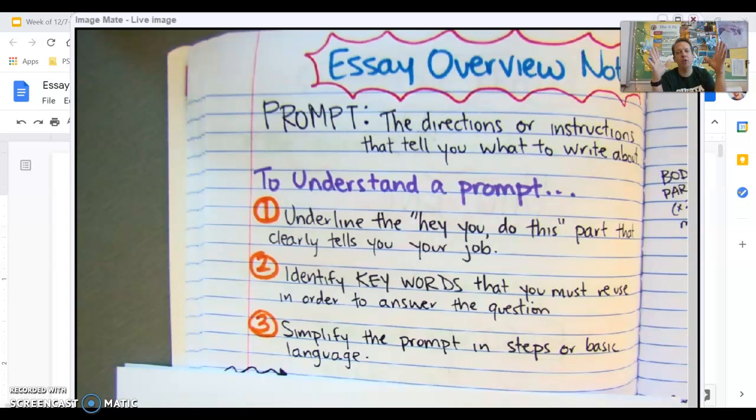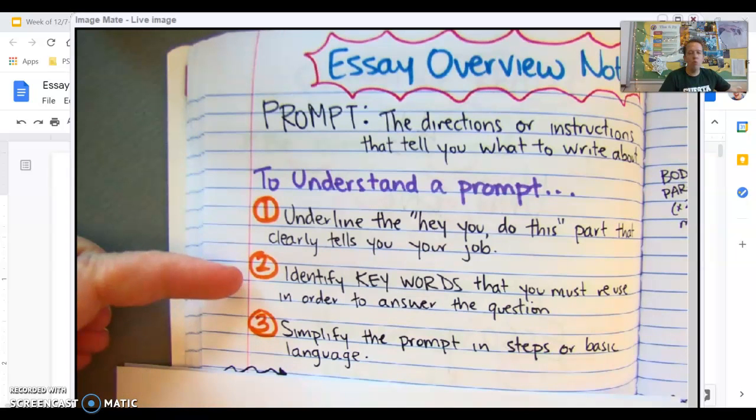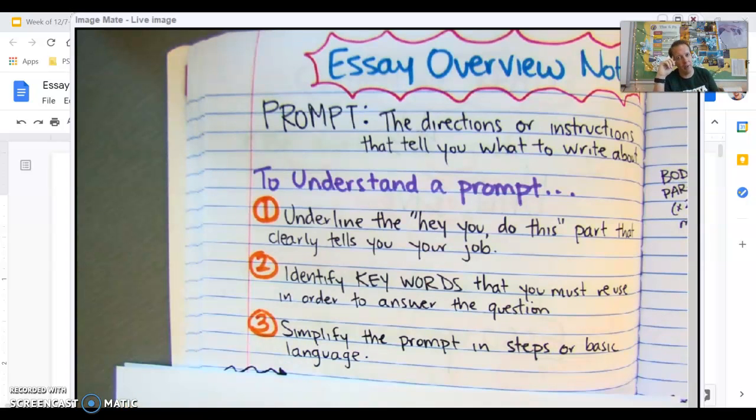Usually a prompt might be a couple of sentences. Somewhere within those sentences, there might be a single sentence or a particular phrase that says, here's your clearest definition of your job. And again, we'll look at some examples momentarily. Okay, then after you figure out the "hey, you do this" part, you need to identify key words that you specifically are going to have to reuse in your essay in order to answer the question. The thing that I always ask myself for this step is, if I want to write a response to this essay, what words can I not avoid using? Which words am I going to have to use in order to answer the question?